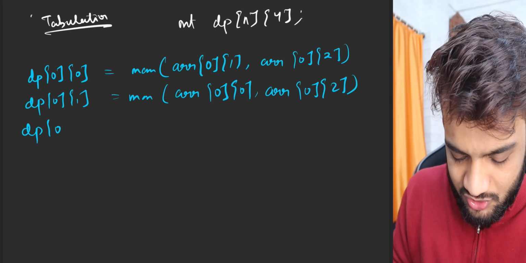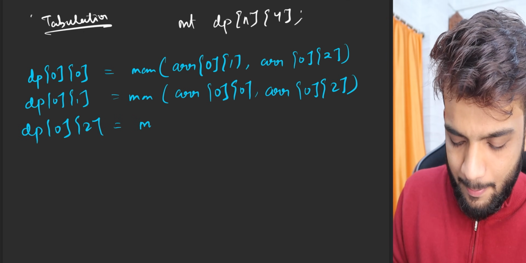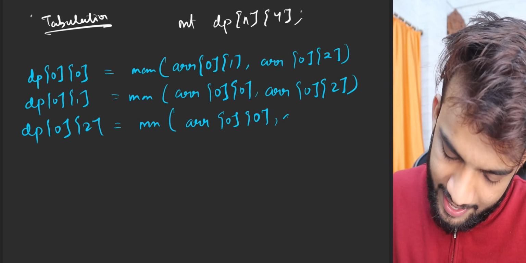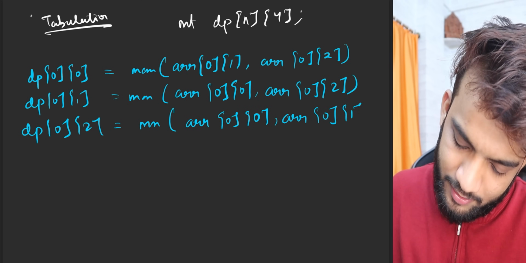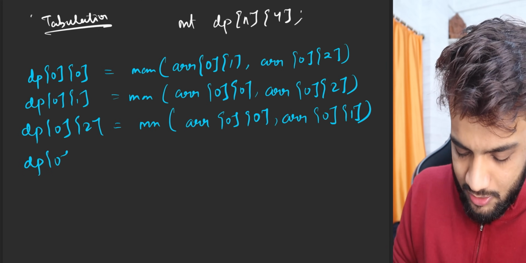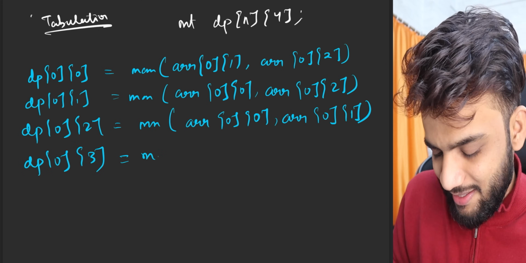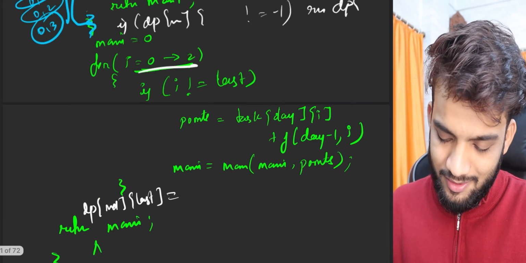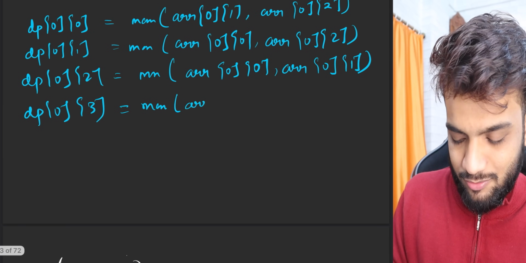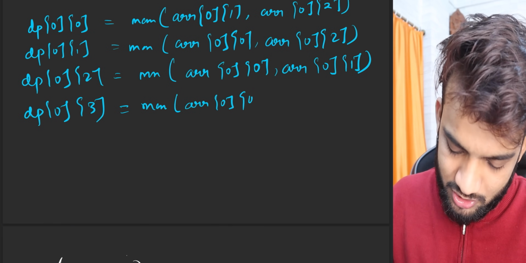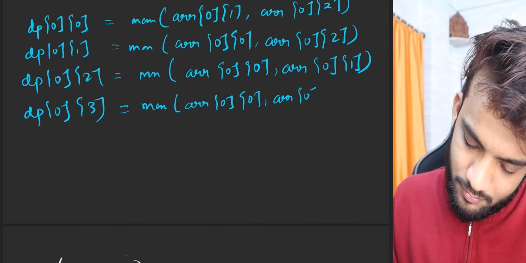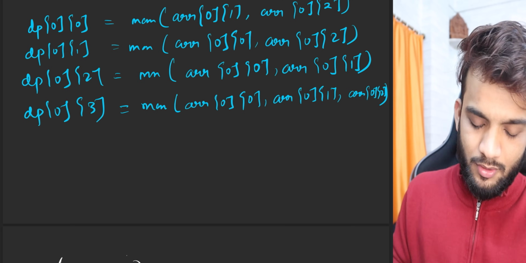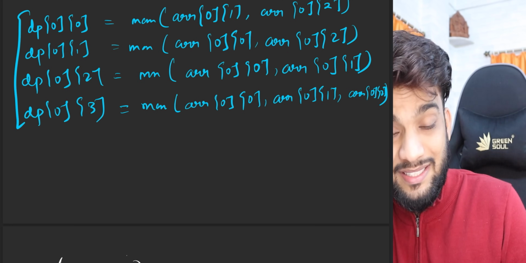Similarly, dp of 0 2 will be max of array of 0 task 0 and array of 0 task 1. Similarly, dp of 0 3, I'm just writing it like this, but you could have used a similar for loop to write it. Anyways, while writing the code we will do that. This was done in order to explain it to you. So these base cases are done, right?